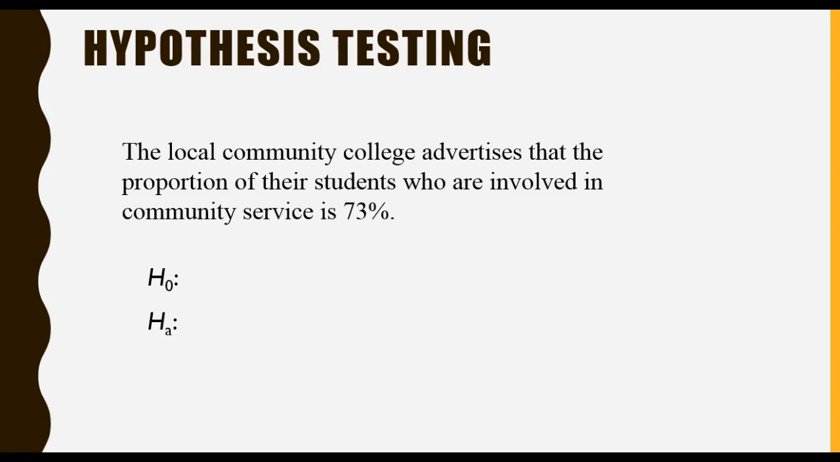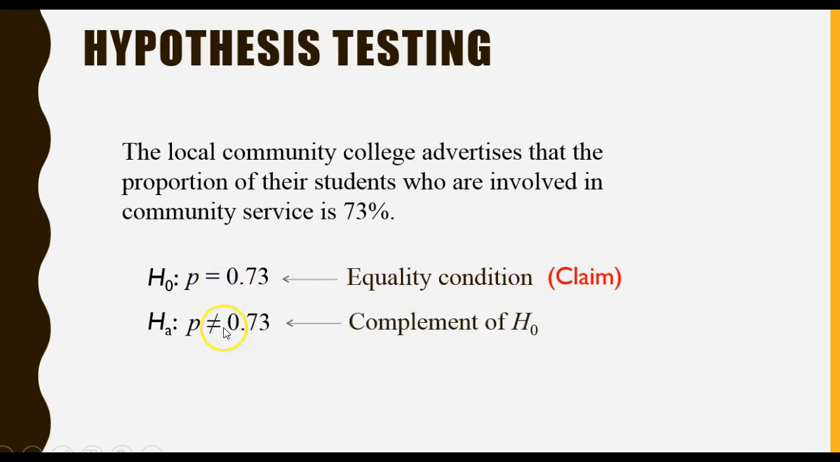Let's say the local community college advertises that the proportion of their students who are involved in community service is 73%. So they're saying that the proportion is equal to 73%. In this case, the claim is the null hypothesis. The alternative would be that it's not equal to 73%, or 0.73.